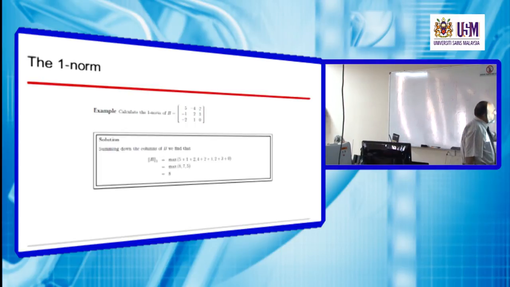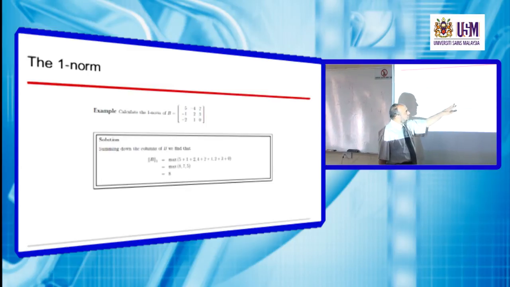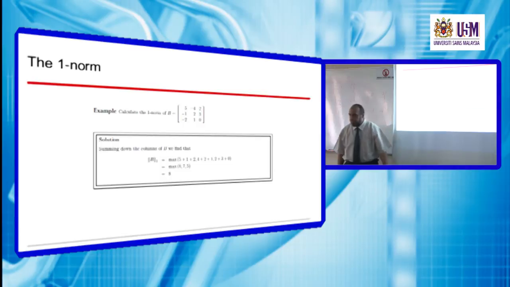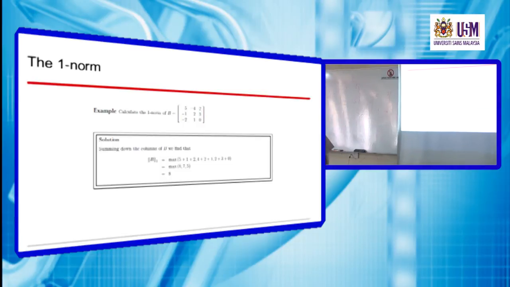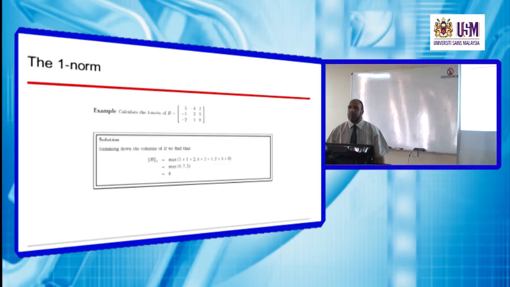So it's clear that the summation for the three column vectors is 8, 7, and 5, and then the maximum of these three values is 8. So the one norm of matrix A is 8.